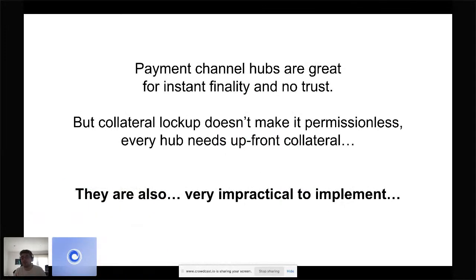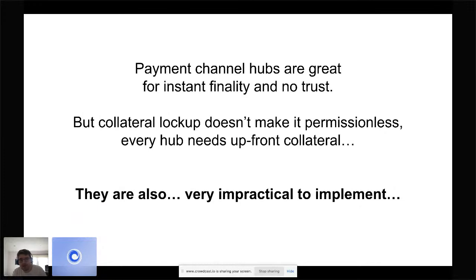So, payment channel hubs are great because, 1, there's instant finality. When Alice gets the 2 coins from the operator, it's basically final in the sense that you can always redeem the coins right away. So you can redeem them to the layer 1 blockchain and then go away with the funds. And there's no trust.